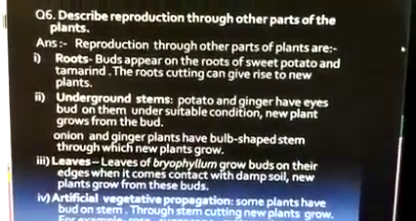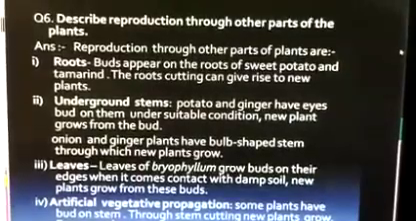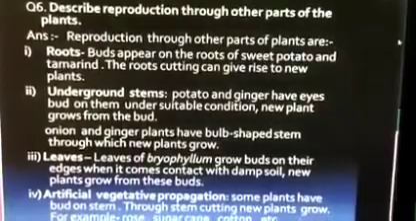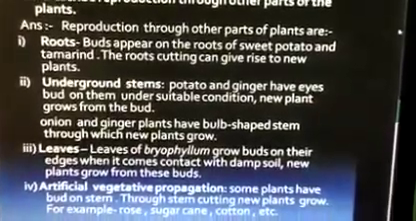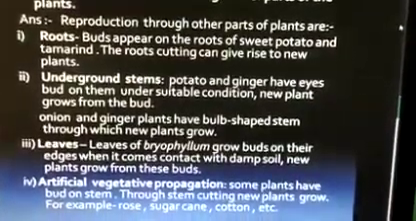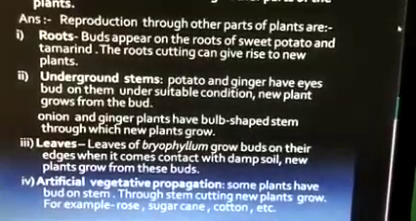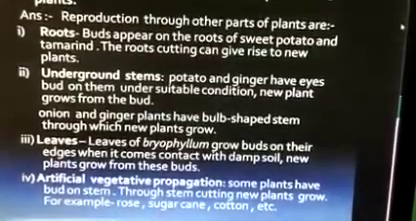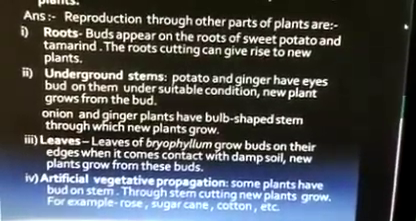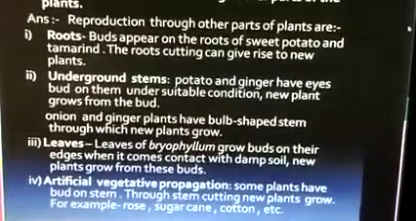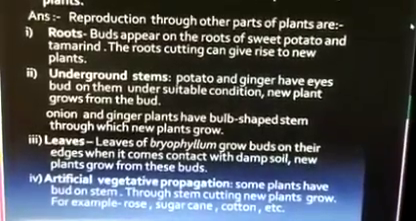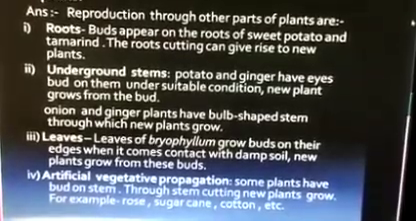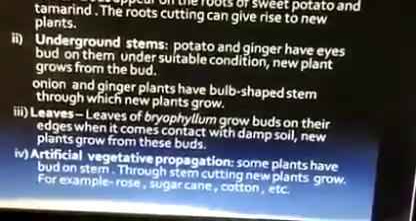6. Describe reproduction through other parts of the plant. Answer. Reproduction through other parts of the plants: Roots. Buds appear on the roots of sweet potato and tamarind. The root cutting can give rise to new plants. Underground stem. Potato and ginger have eye buds on them. Under suitable conditions, new plants grow from the buds. Onion and ginger plants have bulb-shaped stems through which new plants grow.